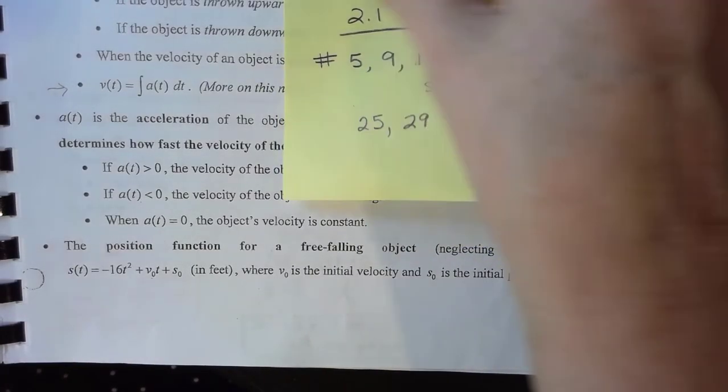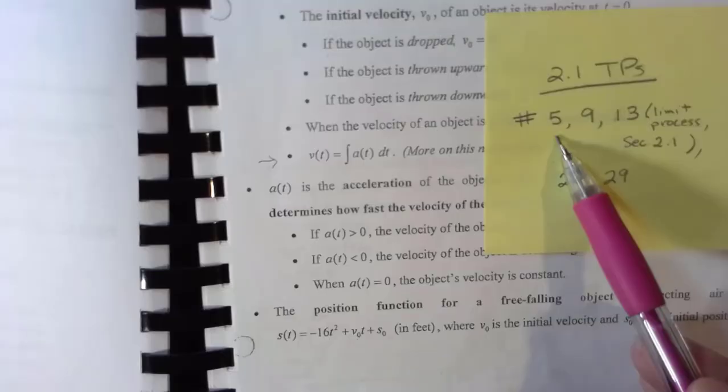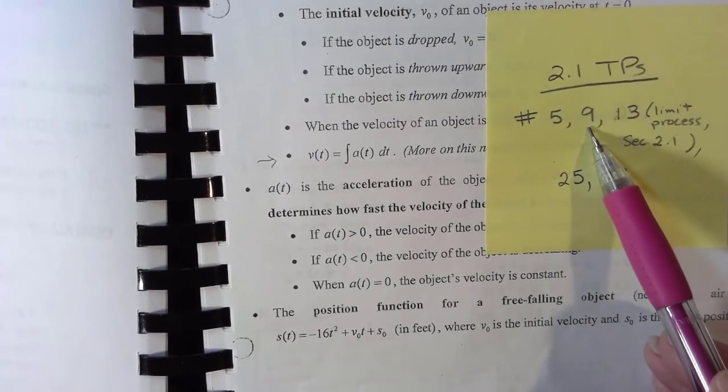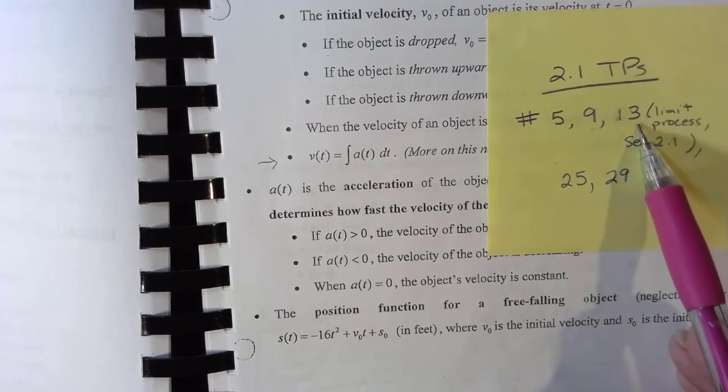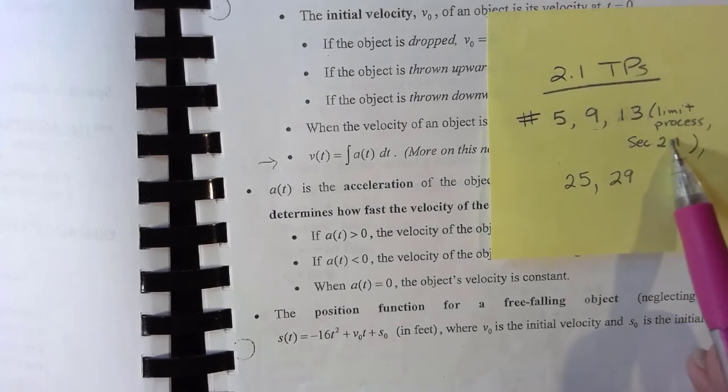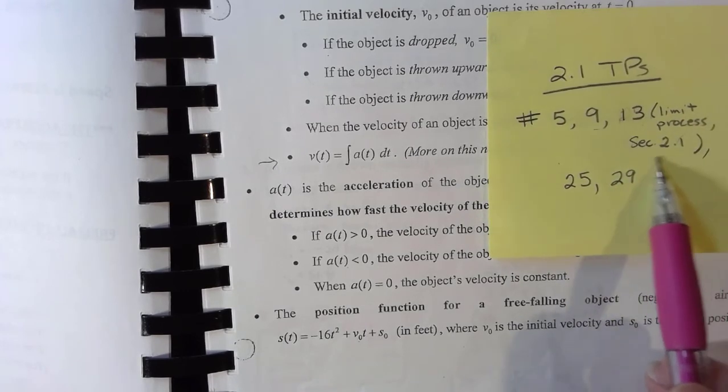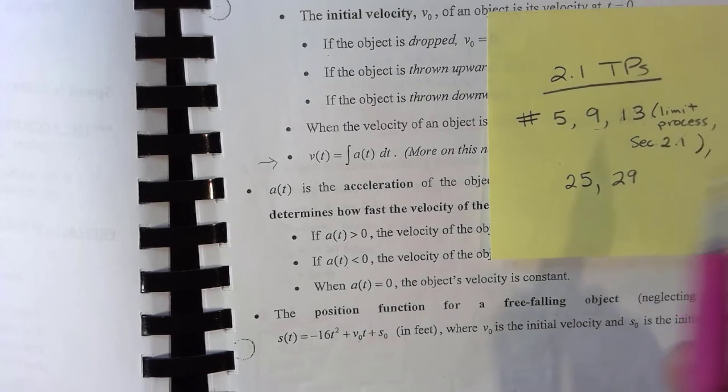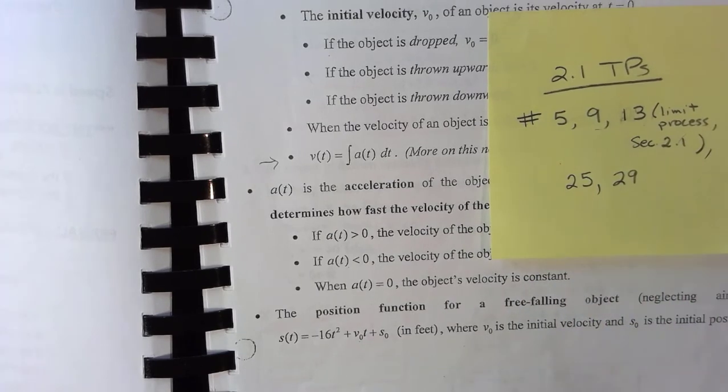Your TPs for this section are 5 and 9. You get to use the fast way. 13 is the limiting process, what we did in section 2.1, just to refresh your memory. And number 25 and 29. See you in class.